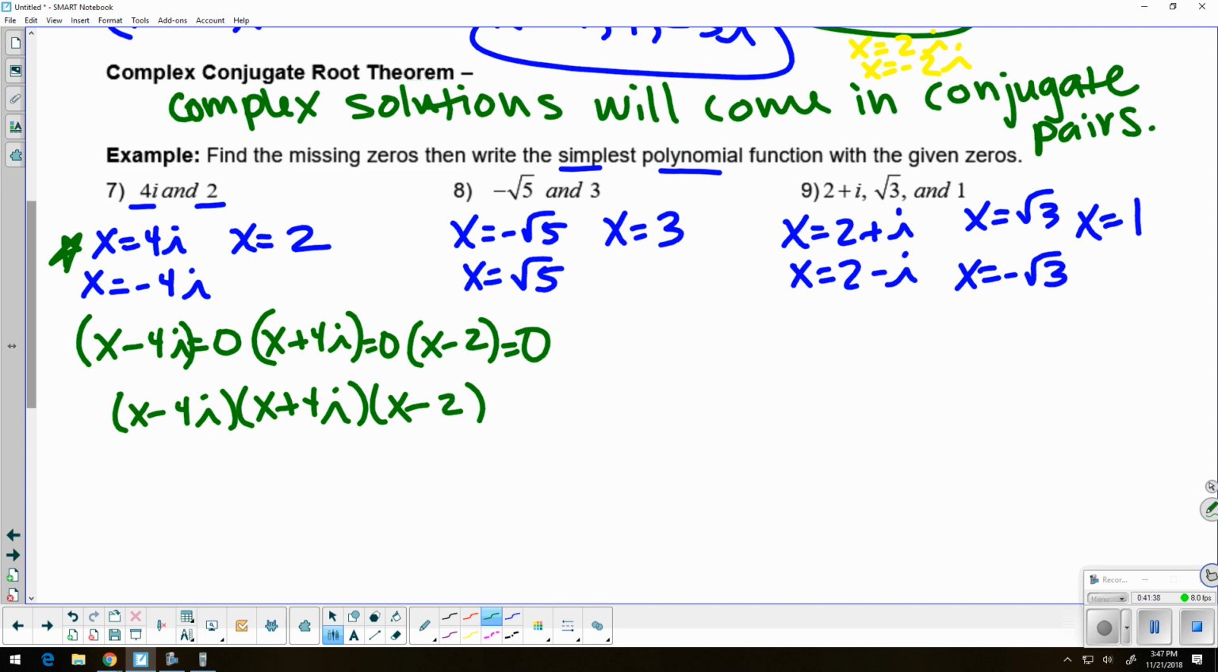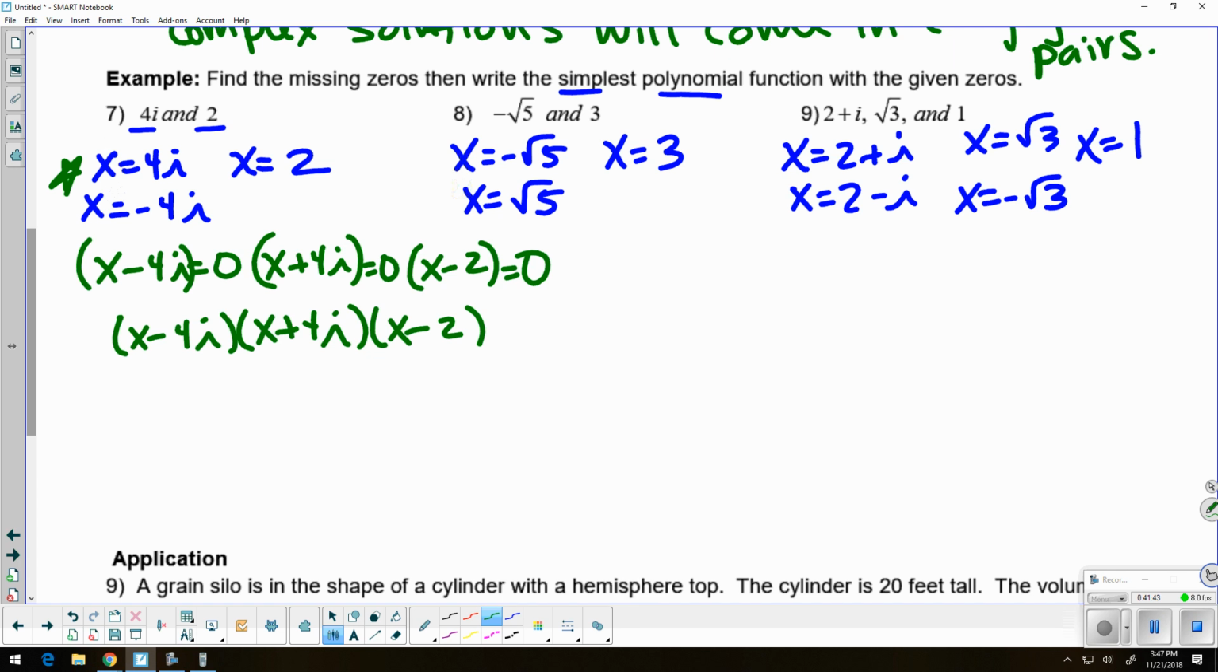Okay, so I'll do the first one. You guys can do the other ones if you'd like to. But if you multiply these first two together, I'd have x squared. This would be x times 4i, and then this would be minus x times 4i. So these just cancel, basically.